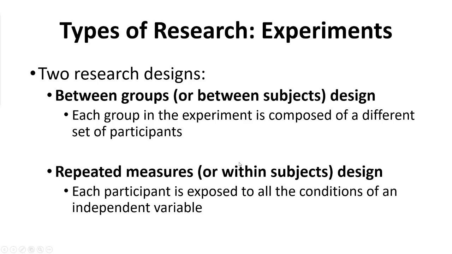Now, before we pat ourselves on the back for working through experiments, I do want to point out that there are 2 basic types of research designs that we want to talk about. The first of these is called a between groups or between subjects design. And this between groups design is basically what we just talked about. Each group in the experiment is composed of different participants.